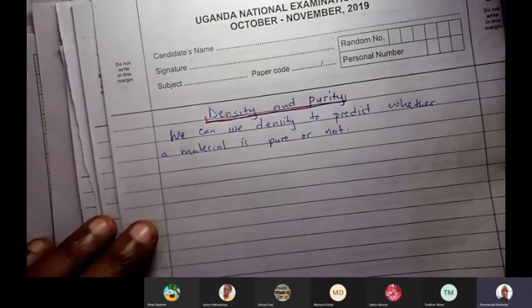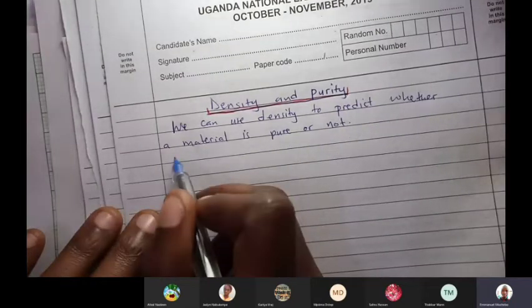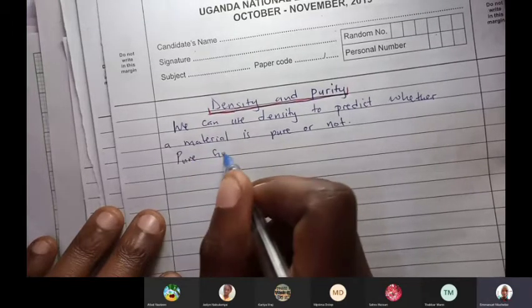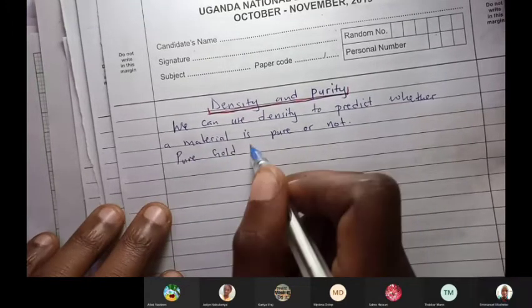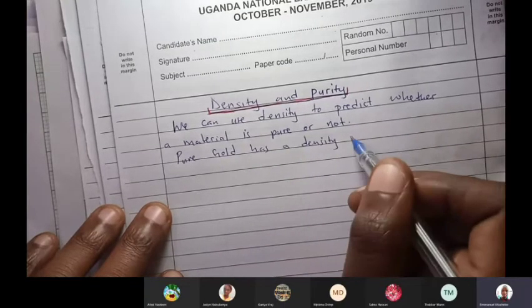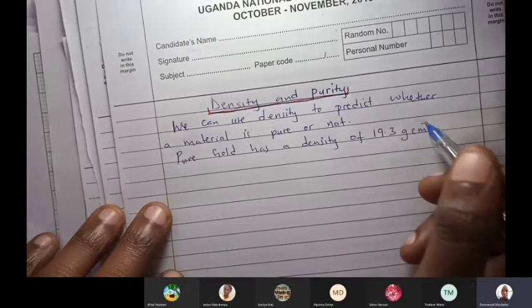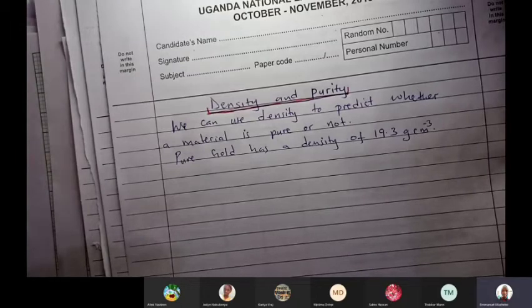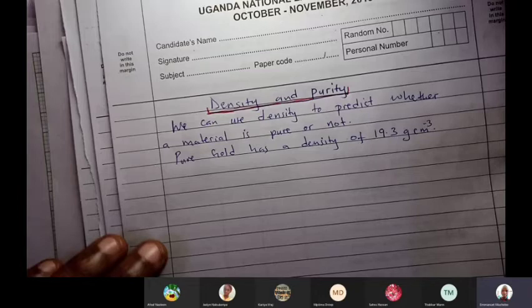So on the new line, we are going to say that pure gold, let us take an example here, pure gold has a density of 19.3 grams per cubic centimeter. This is what we looked at last time. So this is a theoretical value, the density of gold. It is 19.3 grams per cubic centimeter.